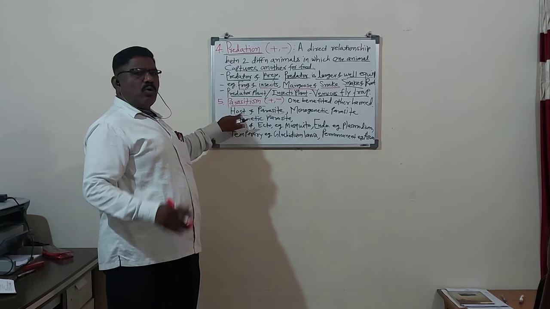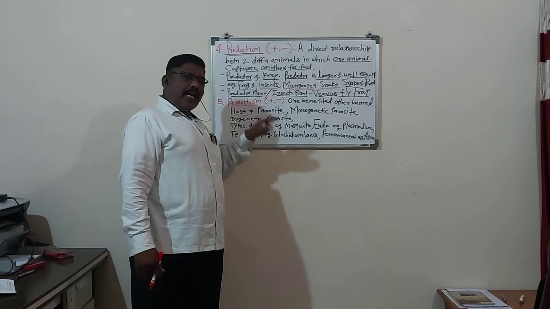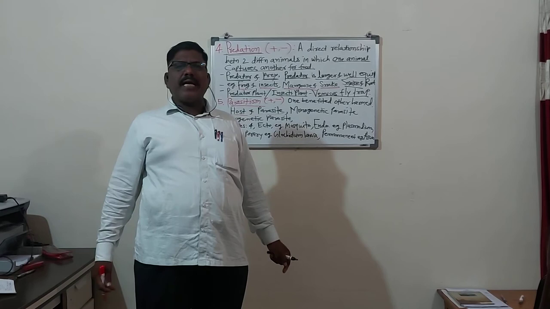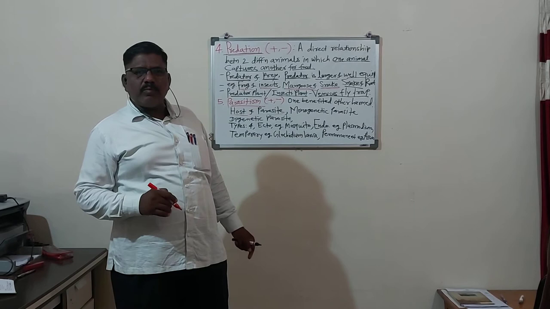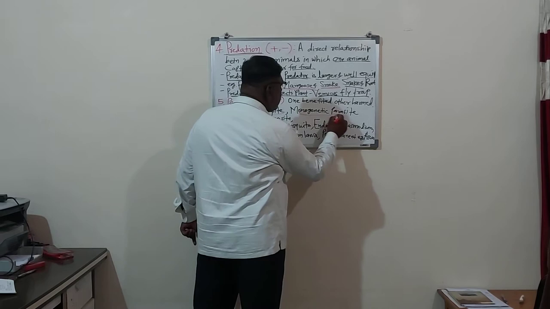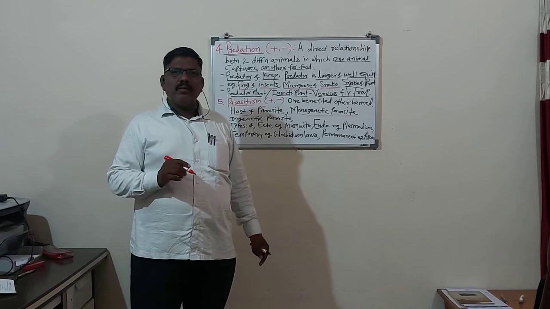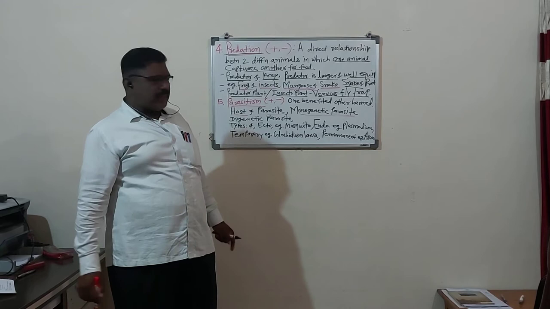So when the parasite completes its life cycle in only one host, such type of parasite is called a monogenetic parasite. Remember, monogenetic parasite. The parasite which completes its complete life cycle in only one host is called a monogenetic parasite. Number of examples are in nature.